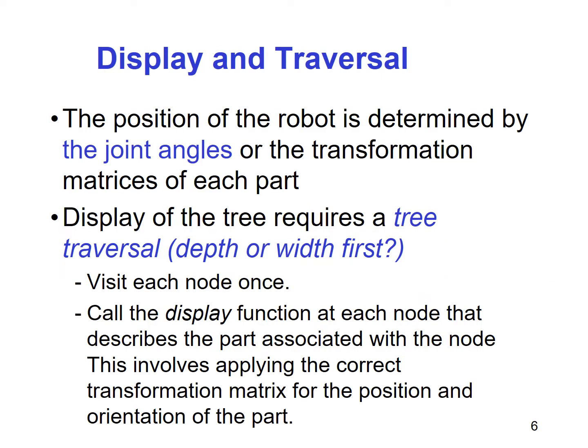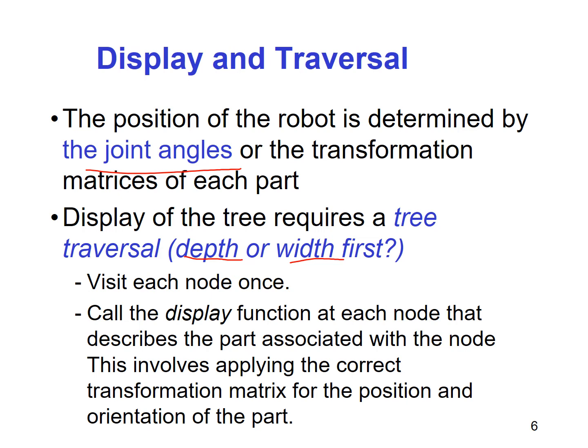To display the object that we just created, the humanoid object or the robot, we must traverse the tree. The position of the robot is determined by the joint angles or the transformation matrices of each part. Displaying the different components of the tree requires a tree traversal algorithm. The question is, should we do a depth-first traversal or a width-wise traversal first? This can have an impact on how the object is rendered.